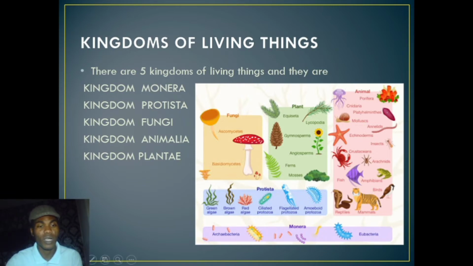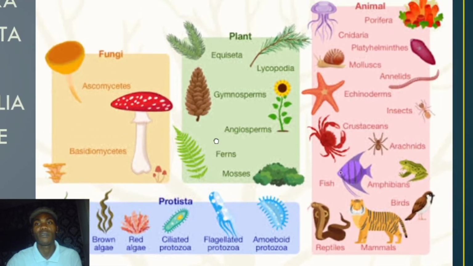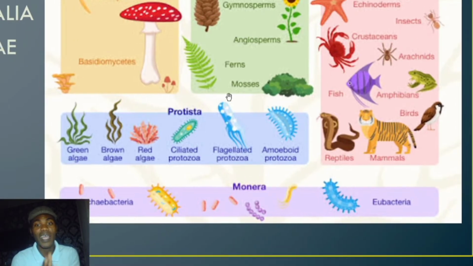Now let's take a look at the picture in front of us. Taking a quick glance, you will understand that these are some examples of living things, either for plants, for fungi, for animal, and of course for the Protista and the Moneras.